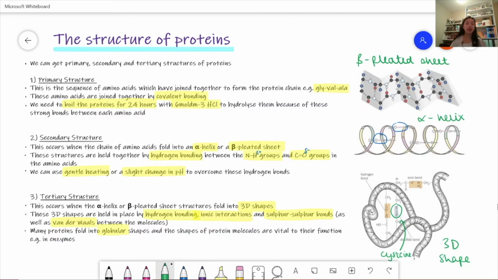And then we have ionic bonding between the oxygen, which is negatively charged, and this nitrogen, which is positively charged, because we have opposite charges, so we get ionic bonding or ionic interactions. And then here we have the hydrogen bond between a delta negative oxygen and a delta positive hydrogen.